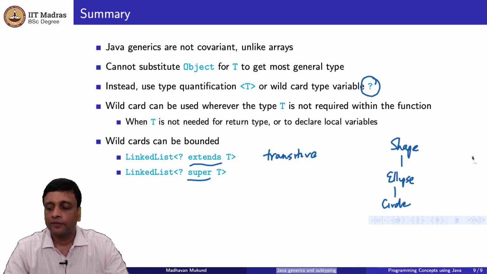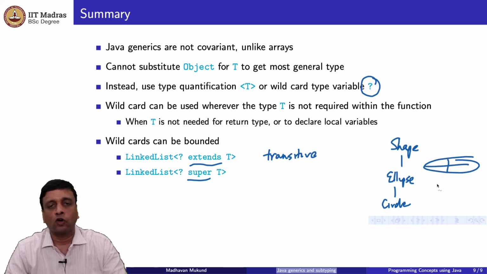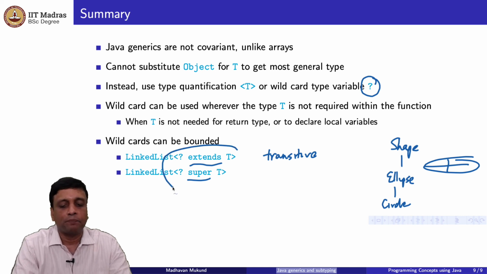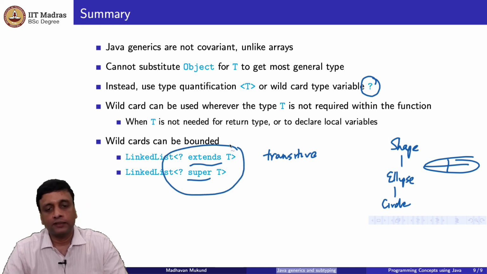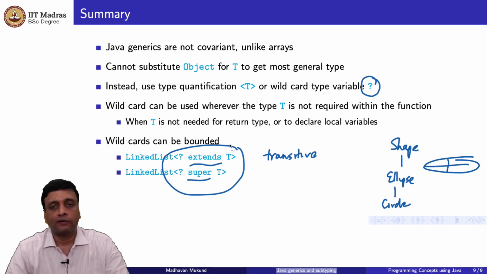Remember, an ellipse is something which has a major axis and a minor axis. So a circle can be thought of as an ellipse where the major and minor axis is the same. So in this case, technically speaking, we would say circle extends ellipse and ellipse extends shape. But in this kind of a type expression, circle extends shape is true. So it is a transitive requirement. Similarly, shape is a superclass of circle is true in this transitive requirement.